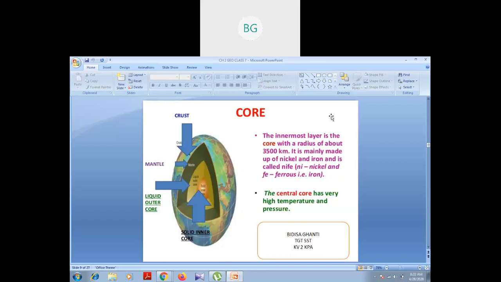The core is subdivided into two types: one is the liquid outer core and another is the solid inner core. The solid inner core is the central or innermost layer of the core, where the temperature is very high and the pressure is also very high.